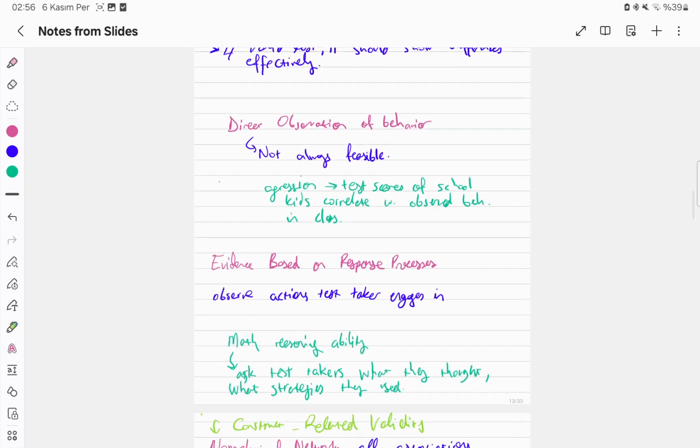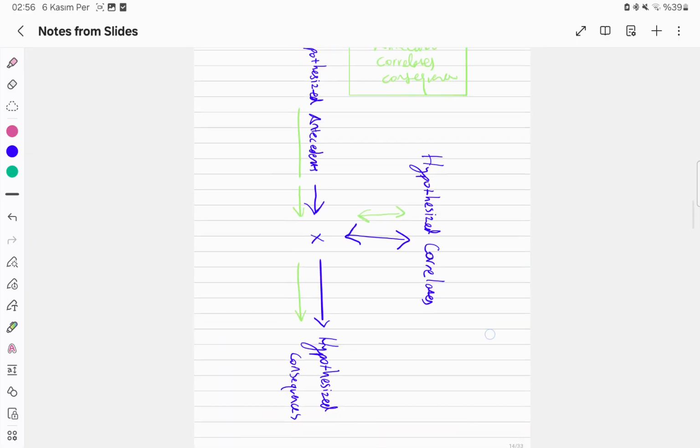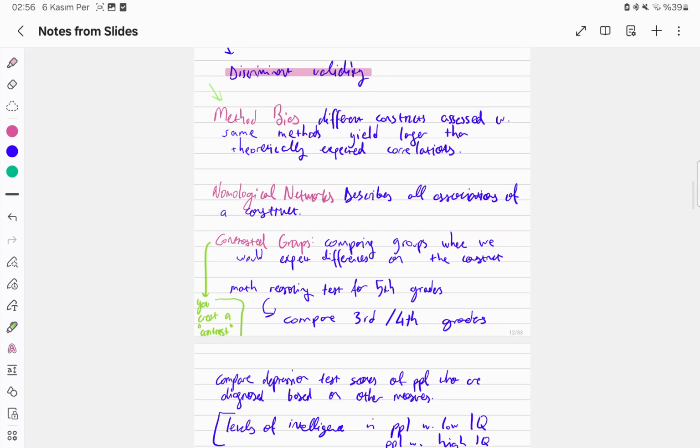Now let's continue. We were here. Okay, so then we can also use contrasted groups for evaluating contrast validity. With contrasted groups, we are comparing groups where we would expect differences on the construct.